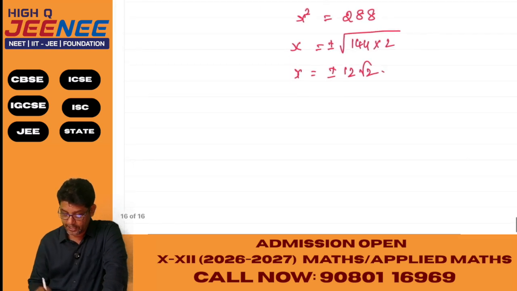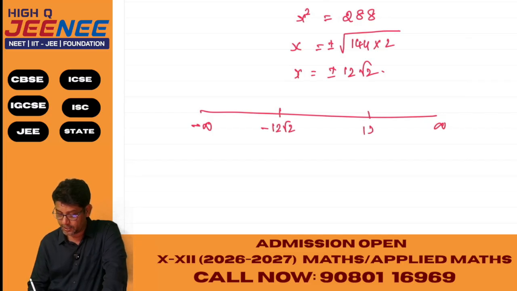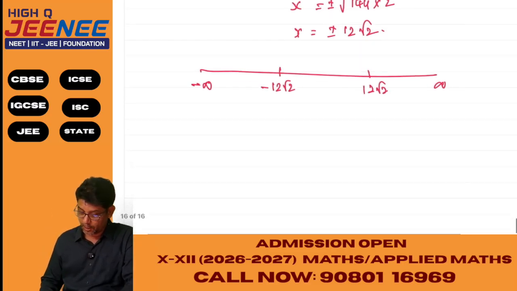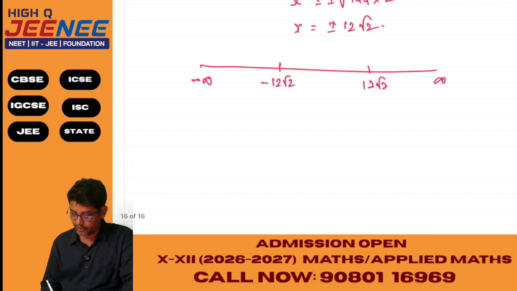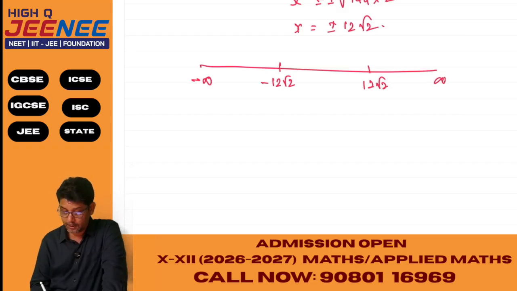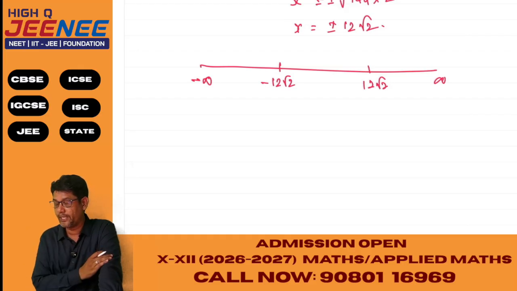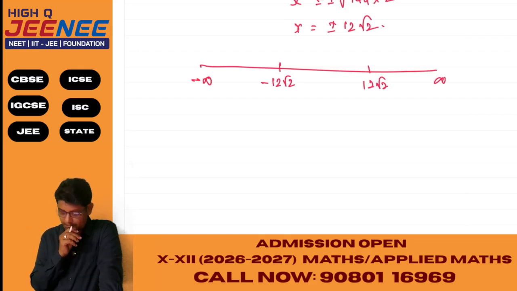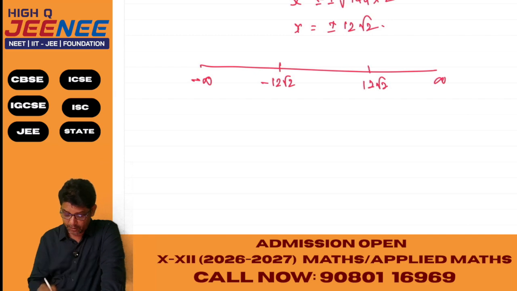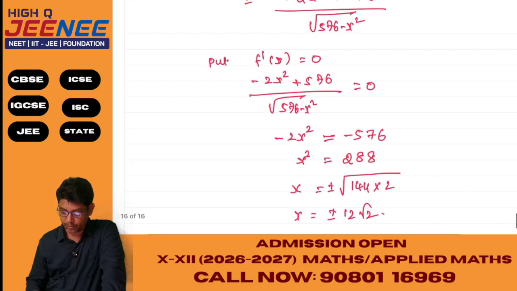Is it clear? Now let us draw the number line. Minus infinity, plus infinity. Minus 12 root 2 and here plus 12 root 2. Is it clear? Now, take any number between minus infinity to minus 12 root 2. Any number you tell me. Give me any number which is less than minus 12 root 2. Any number. Can we substitute minus 15 here? What is going to happen?